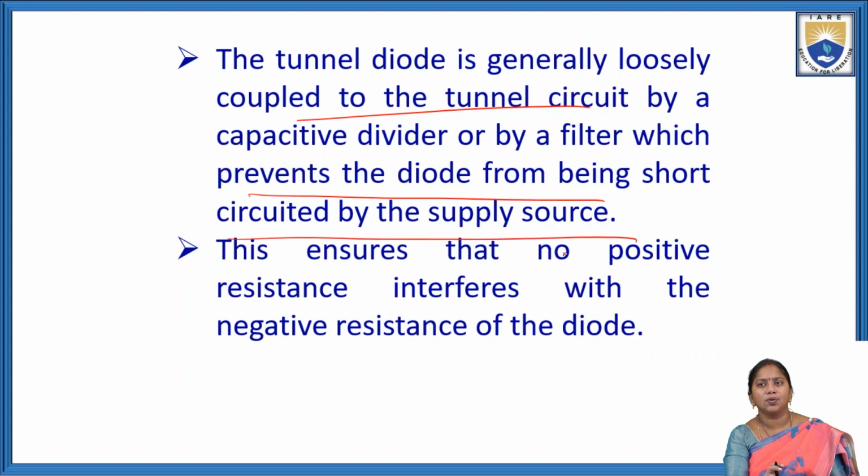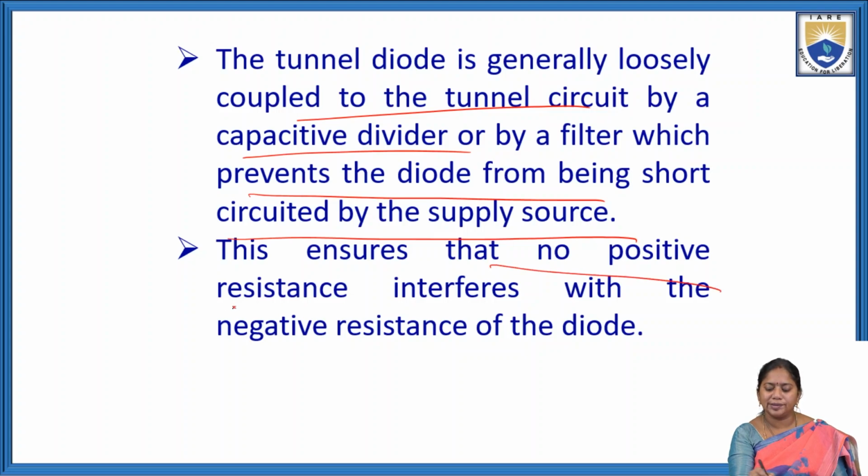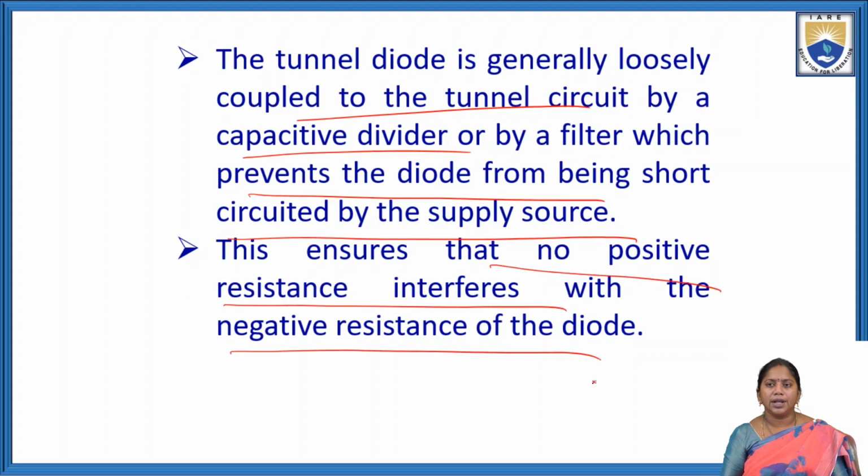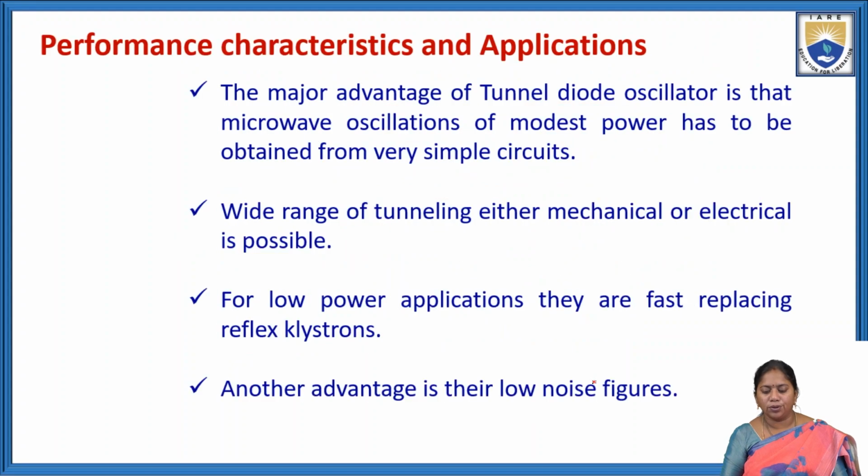The tunnel diode is generally loosely coupled to the tunnel circuit by using a capacitive divider or by a filter, which prevents the diode from being short circuited by the supply source. This ensures that no positive resistance interferes with the negative resistance of the diode.